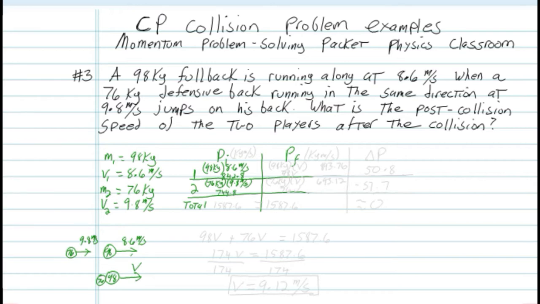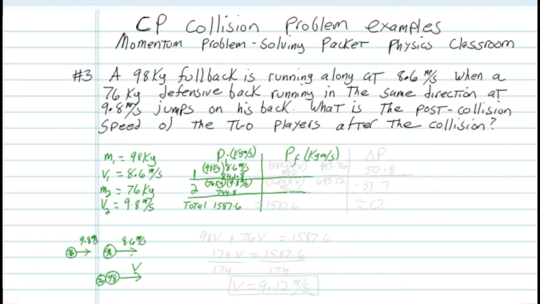So to get the total momentum, I'm going to add the two of these together. So this plus 842.8 gives me a total of 1587.6. And the units up here are going to be kilogram meters per second. Same thing here, kilogram meters per second for the momentum.